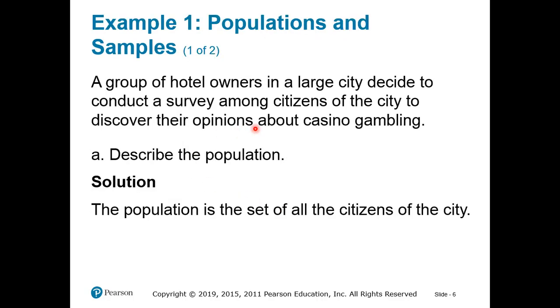Now, if we look at this example here, we have a group of hotel owners in a large city, and they decide to conduct a survey among citizens of the city to discover their opinions about casino gambling. In this case, the population under study is, what do they want? They want opinions. Well, whose opinions? Citizens of the city. So the population that they're targeting, that they want to know more about, is citizens of the city.